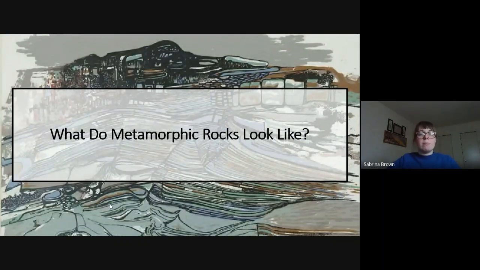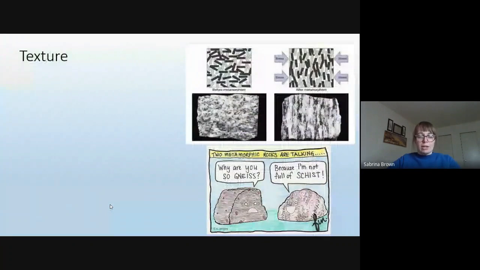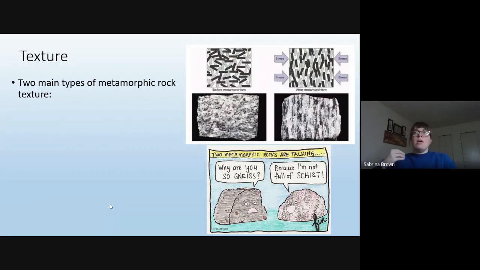Cool. So let's talk about what metamorphic rocks actually look like. In the lab, when we'll be identifying metamorphic rocks, we will use the texture of those rocks to identify them. And so for metamorphic rocks, we have a specific metamorphic texture, which is different than igneous texture. But for both igneous rocks and metamorphic rocks, when we talk about this word texture, what we actually mean is we're describing what the minerals look like.